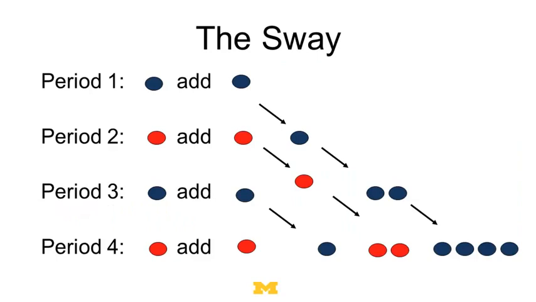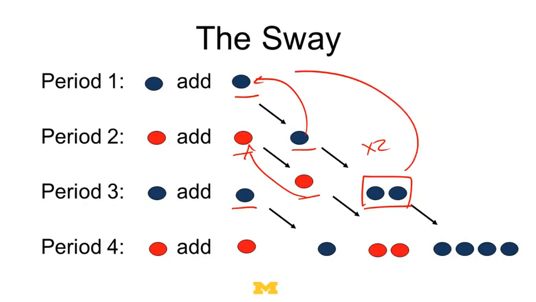So in period 1, I pick a blue ball, I add a blue ball. In period 2, I pick a red ball, so I add a red ball. But then I also add a blue ball for the blue ball that I picked in period 1. Period 3, let's suppose I pick a blue ball, so I add a blue ball, and again I add a red ball for the red ball I picked in period 2. And now I add 2 blue balls, so multiplying times 2 the blue ball that I picked in period 1.